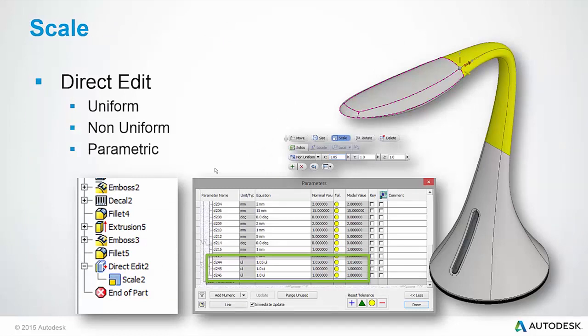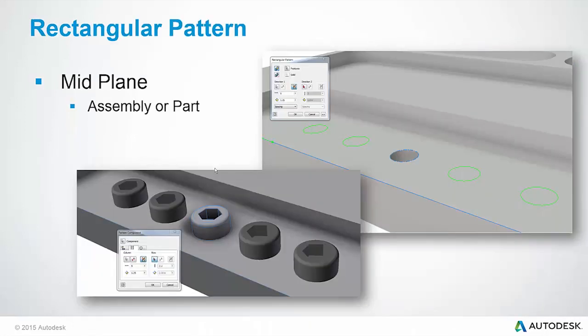So I'm just going to jump through some of the additional things I haven't got time to show you in the product. So direct edit, uniform and non-uniform parametric edits, damn useful. Assemblies, mid-plane assemblies, rectangular patterns. Who knew we didn't have those? We didn't have them, but now we do. Little thing, Autodesk can't market this. This is not a big deal. This is not a big sales tool.